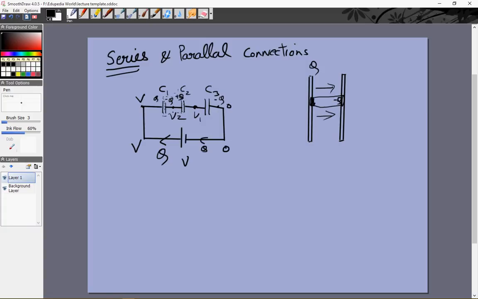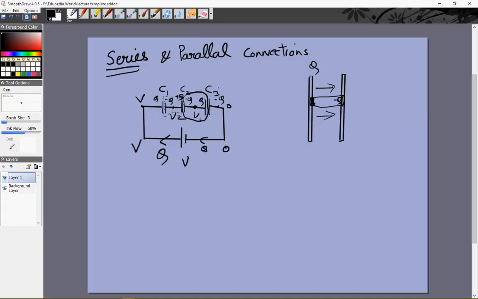Again, by a similar logic, if this plate has a charge plus Q, the opposite plate will have a charge of minus Q. If this plate has a charge minus Q and this whole thing is an isolated system which does not have any battery, then to conserve charge, this has to have a charge of plus Q and this again has a charge of minus Q. So this is really what happens when we connect many capacitors in series. They all end up having an equal amount of charge, but the potential difference across them is different.